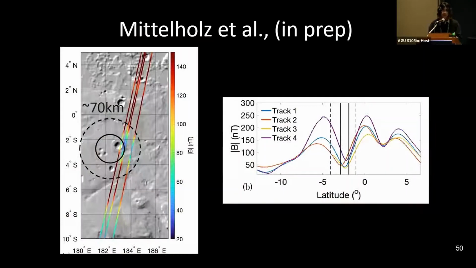And so this is exactly what we found. On the left, we have these MAVEN tracks, which show very strong demagnetization, and that's reflected on the right, with the magnetic field over here dropping significantly. And this is roughly a 70-kilometer wide region. Just for modeling, let's combine these craters together.